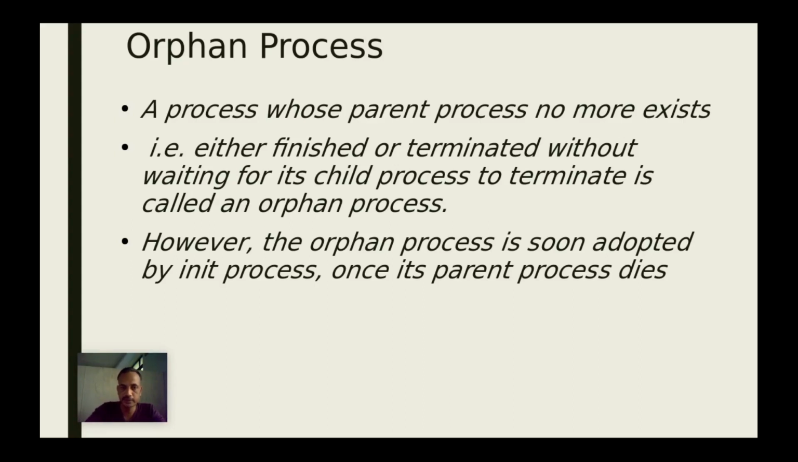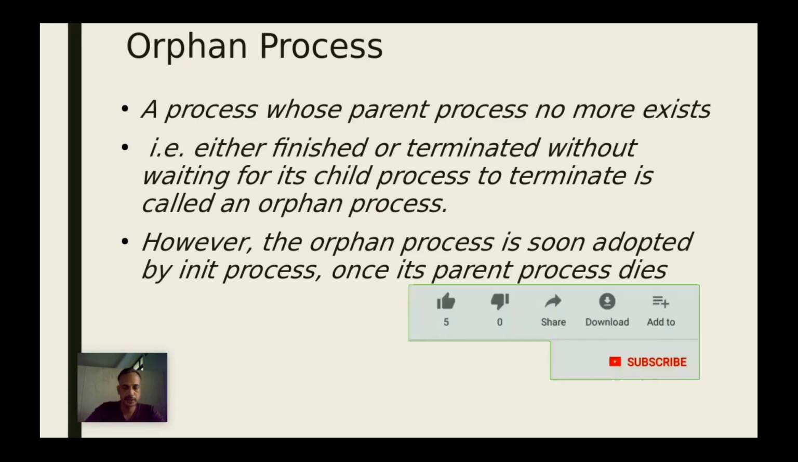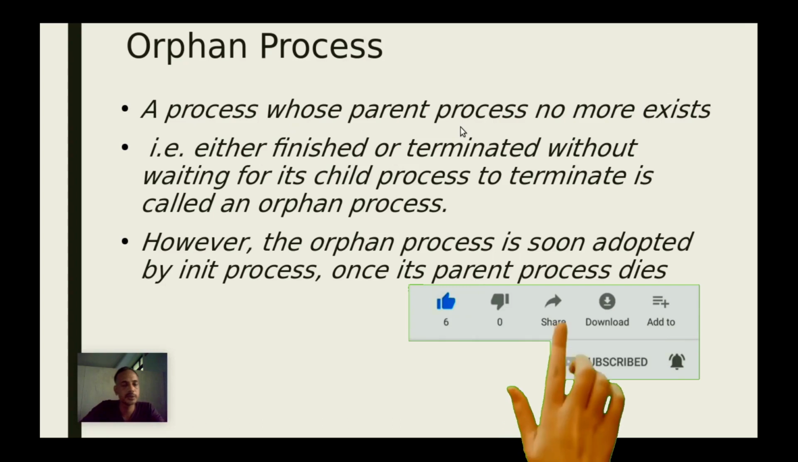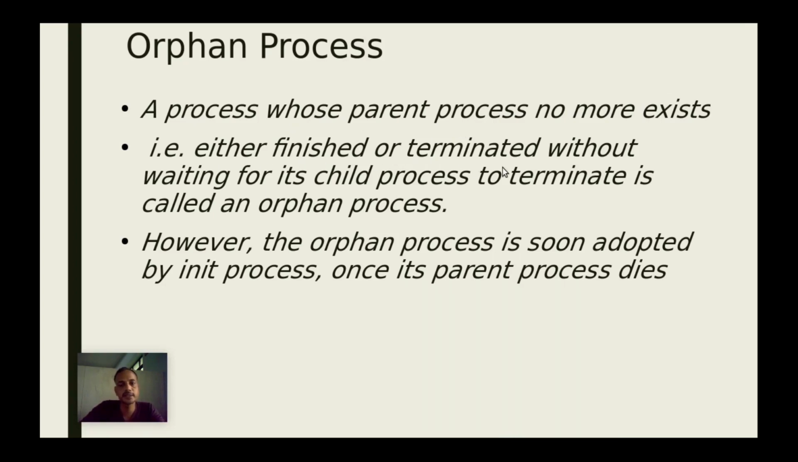So in this video we will learn what is orphan process and the demonstration of the orphan process using a C program. Okay, so first we will understand orphan process. Orphan process is a child process, a process whose parent process no more exists. So orphan is always a child process whose parent no more exists, that is either finished or terminated without waiting for its child process to terminate, is called an orphan process. So if parent is finished and child is in running state, that process is called as the orphan process.